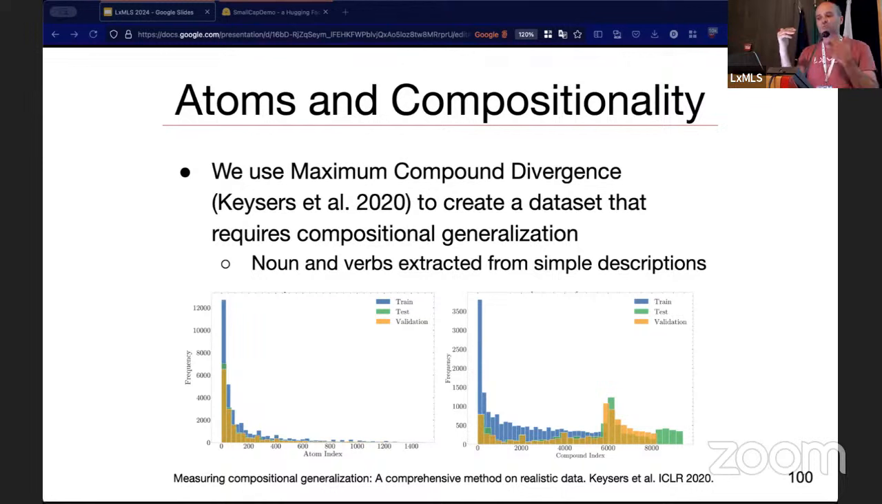So we take the nouns and verbs from these simple descriptions and we use these as our atoms. And with MCD, we create data sets where on the left-hand side here, I'm showing the atoms themselves. They have a similar distribution over training, validation, and test. Whereas the compounds of them, in other words, the noun-verb pairs, are completely different in the validation and test data. So there's a lot of data that's not observed in training. And I think this is a great way to evaluate our models. We need to be evaluating things out of distribution, even though the in-distribution data looks atomically identical.